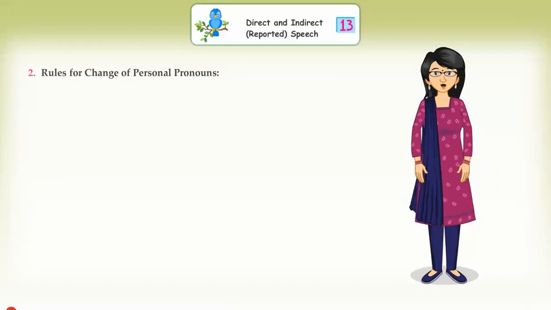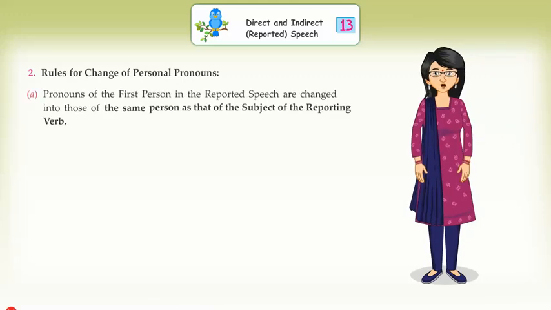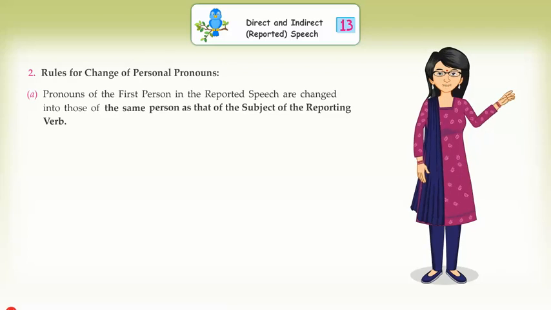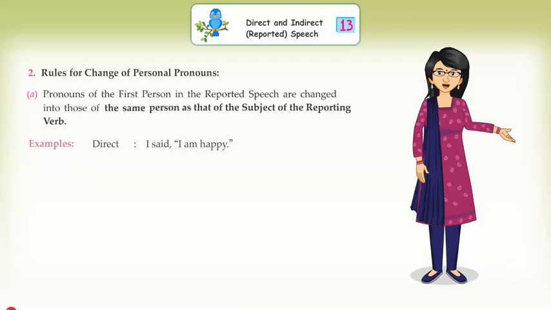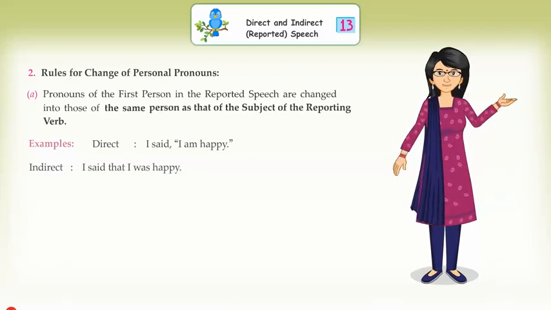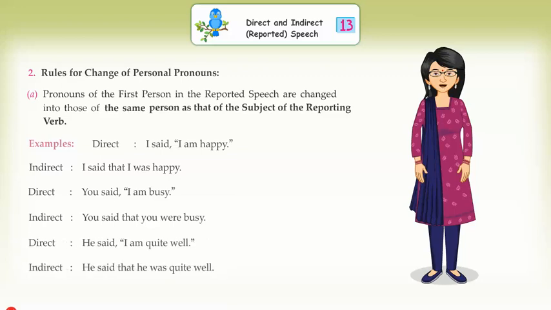2. Rules for change of personal pronouns. A. Pronouns of the first person in the reported speech are changed into those of the same person as that of the subject of the reporting verb. Examples. Direct: I said, "I am happy." Indirect: I said that I was happy. Direct: You said, "I am busy." Indirect: You said that you were busy. Direct: He said, "I am quite well." Indirect: He said that he was quite well.